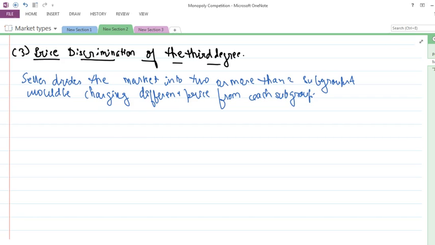It is basically the price at which the monopolist feels that he would be getting the maximum return from that particular market. So price discrimination of third degree means division of the market into two or more sub markets, charging different prices from each of these subgroups, and this price need not essentially be the lowest demand price of that subgroup or submarket.